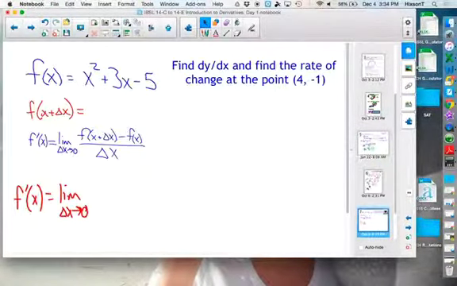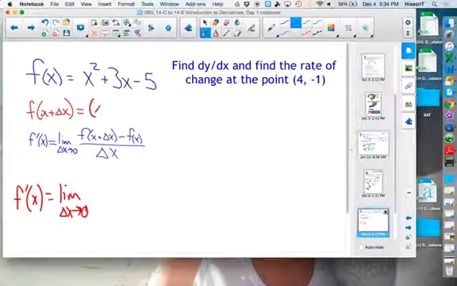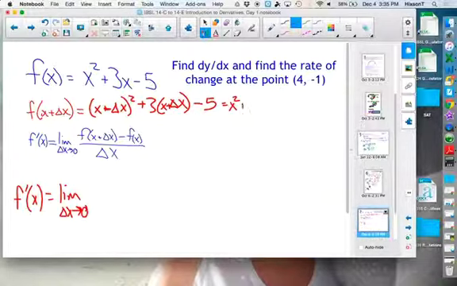You got it. So here's the deal. We can do this with any of these functions and they all behave the same. For this one, we would simply take the x plus delta x, square it plus 3 times x plus delta x minus 5, and we would simplify that. x squared plus 2x delta x plus delta x squared plus 3x plus 3 delta x minus 5. This whole thing is f of x plus delta x.